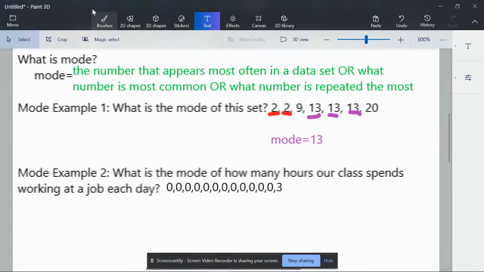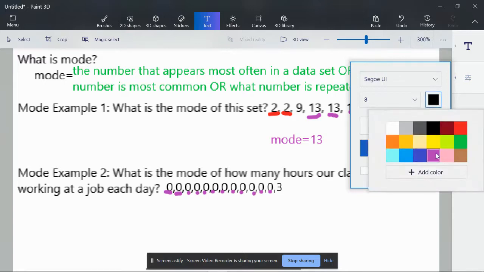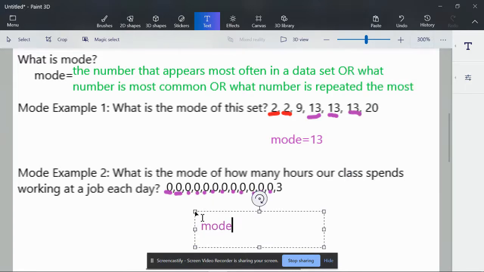So if we just go through and start to highlight, I have 1, 2, 3, 4, 5, 6, 7, 8, 9, 10, 11, 12 zeros. We have 12 zeros. So since 0 is the number that appears most often, that tells me that the mode of this data set has to be 0. No matter what, it is 0. So those are our first 2 mode examples. We're going to do one more big summary, and then I'll have you do a couple practice problems.